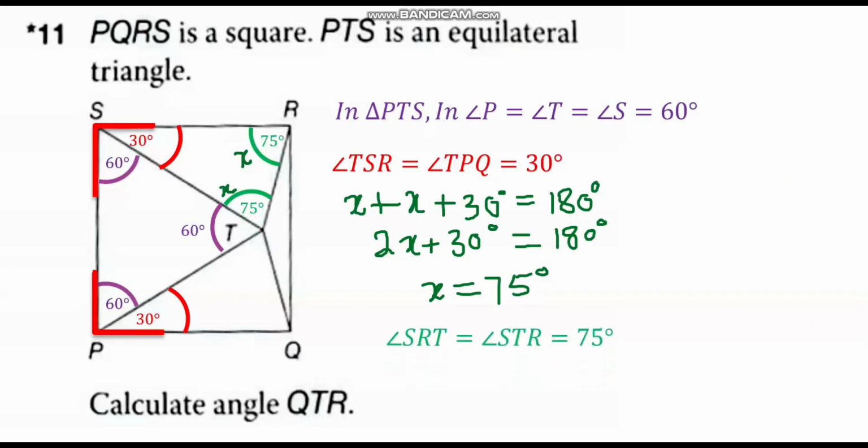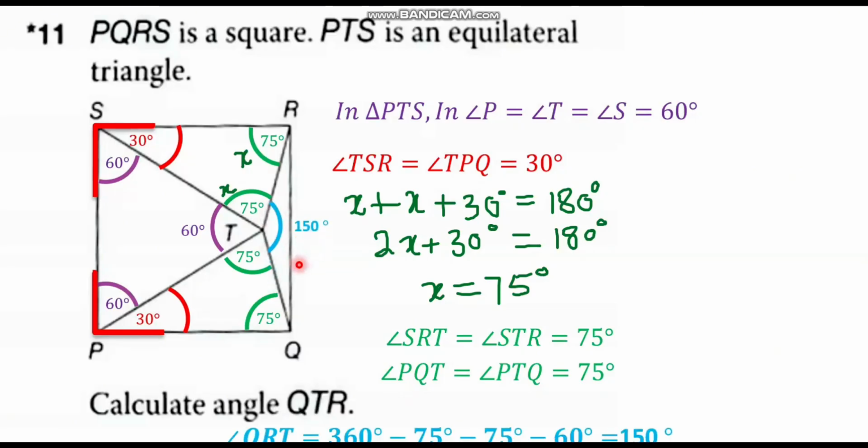So here we can show that SRT and STR will have the same size, 75 degrees. On the other side, if we see this triangle TPQ, it will also have two same-sized base angles. So these are also 75 degrees. Now we can see that there is a full rotation over here. In a full rotation, all angles should add up to 360 degrees. So to figure out the size of QTR, which is the required angle, we can subtract the given angles from 360. So the size of QTR will be 150 degrees.